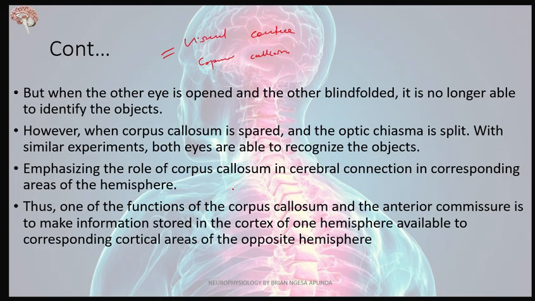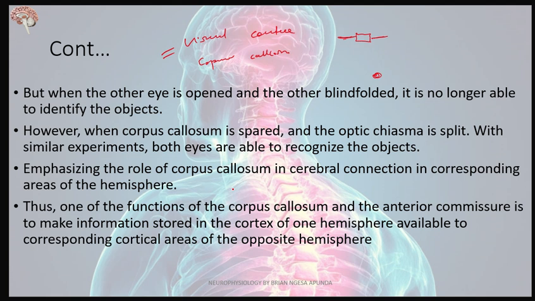However, when the corpus callosum is paired and the optic chiasma is split still, so remember the optic chiasma allows you to integrate some visual sensation before they get into the visual cortex. In the second experiment, corpus callosum was paired, optic chiasma was split. With the similar experiments, both eyes were able to recognize the object. So this is telling you that in as much as the optic chiasma was split into two, the information was able to get into the visual cortex. But despite you blindfolding this other eye, because of an intact corpus callosum, the information was able to be shared between these two aspects.